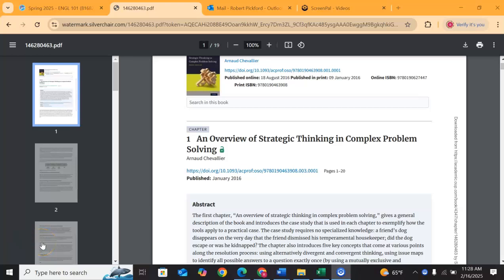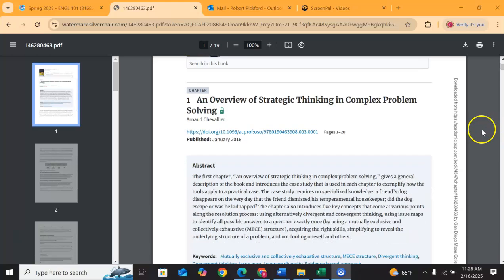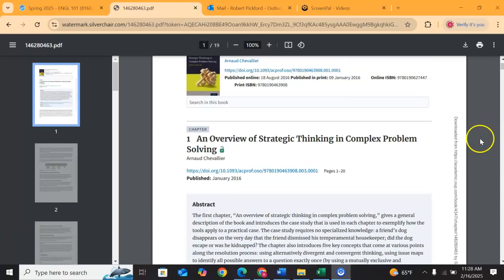Hello everybody, I'm here on the ebook page for Strategic Thinking and Complex Problem Solving, Chevalier's book. I opened the PDF, which I recommend you do. It's a little easier to navigate than just reading it online. You have the option to open the PDF once you go to the chapter.